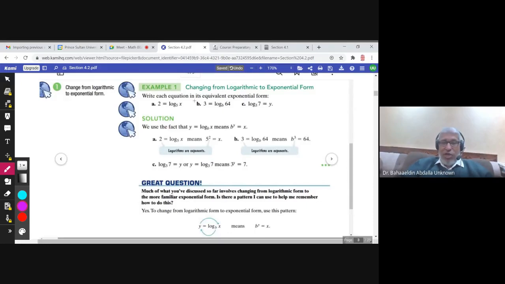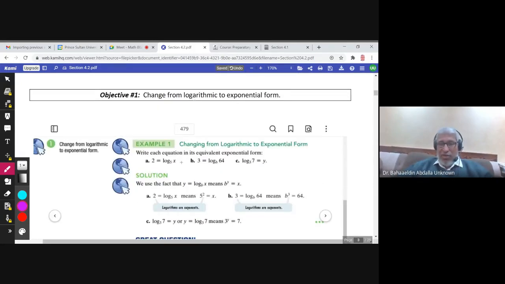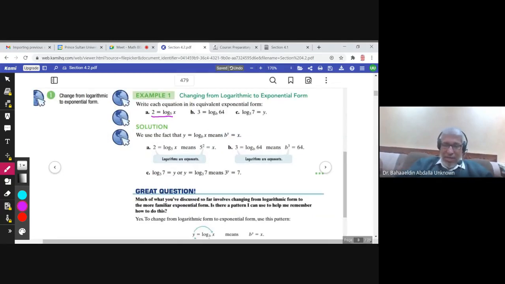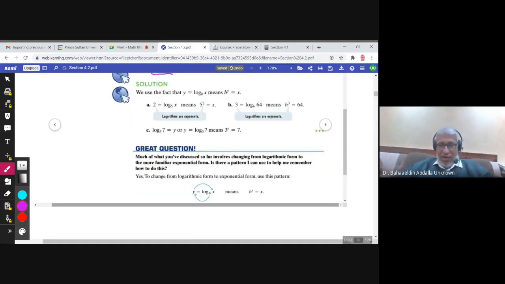This is the first objective: how to change from logarithmic to exponential. So I'll give you a logarithmic form and you change it to exponential. So how to do it? Like this. See, look here.